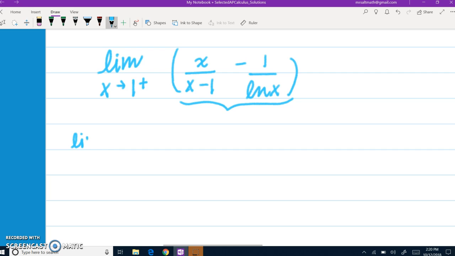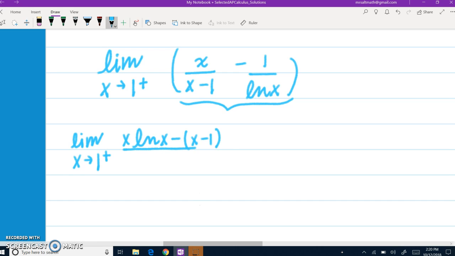Here, this will be the limit as x approaches 1 from the positive. And to get common denominators, I'm just going to multiply whatever I don't have up to the numerator. So this will be natural log of x minus 1, because that's just being multiplied by 1. Oops, I forgot my x out in front there. x times the natural log of x. And then down here, I've got x minus 1 times the natural log of x here.